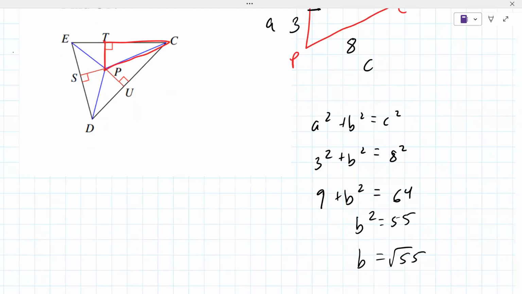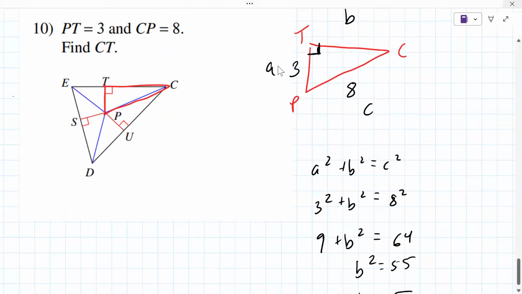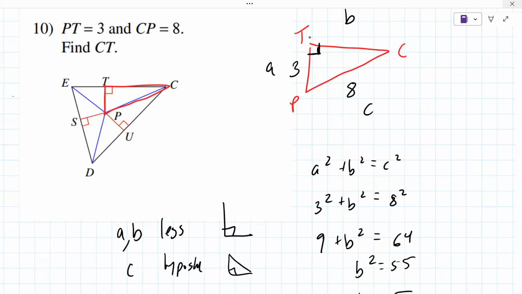Okay. So it's really important that you label the sides of the triangle. A and B are always what are called the legs. They shoot out from the 90 degree, and C is the hypotenuse. It's across from the 90. Okay.